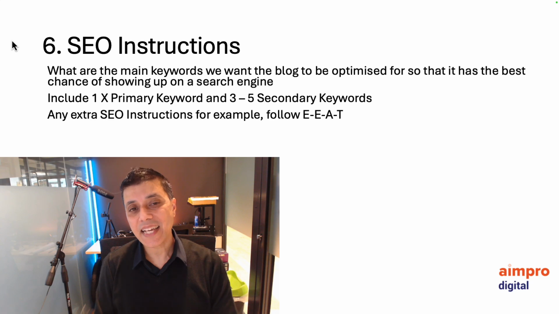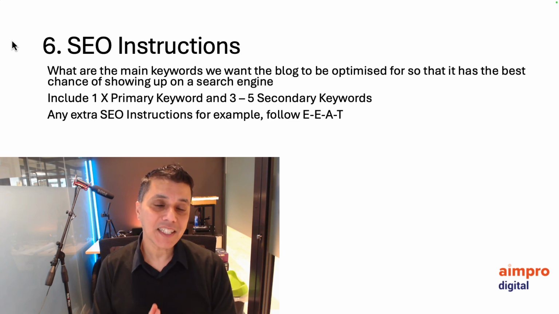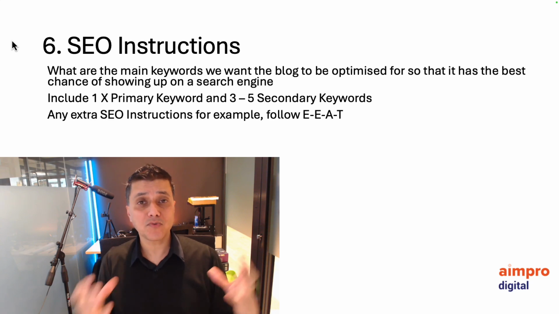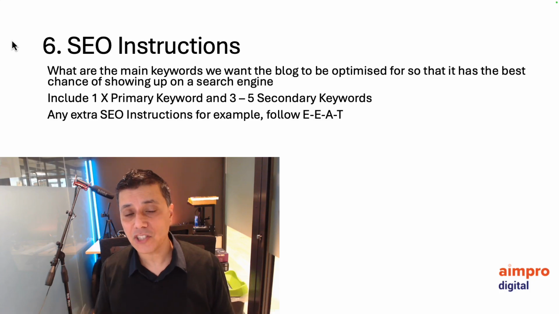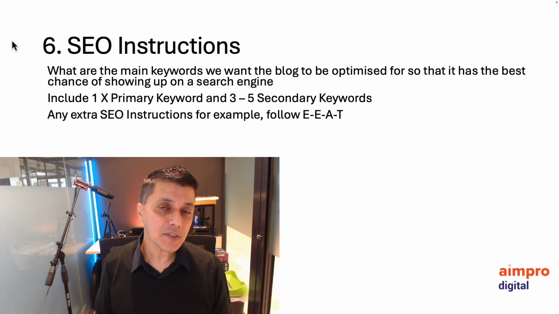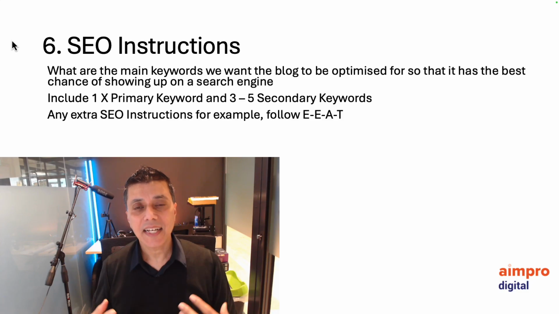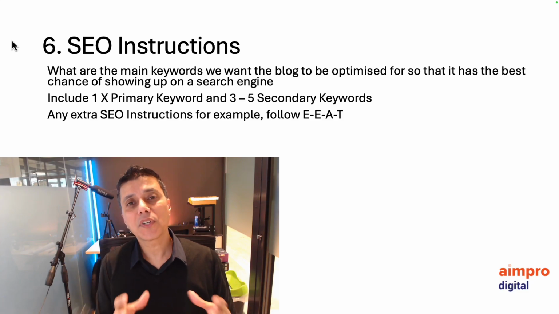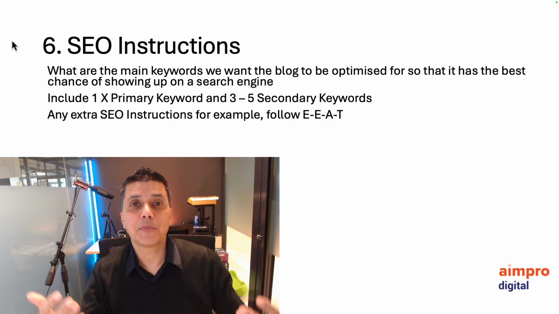The fourth one is SEO instructions. With SEO, ultimately you want the blog to rank on Google or any other search engine, as well as ChatGPT itself. So you need to give it some sort of context as to what your main focus keywords are. What do you want your blogs to be ranked for?